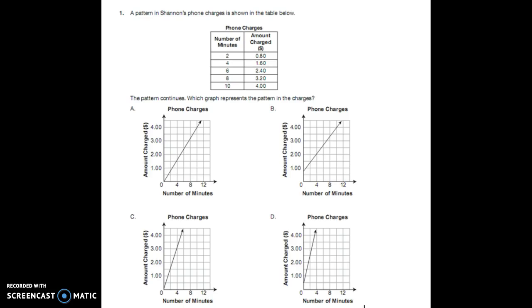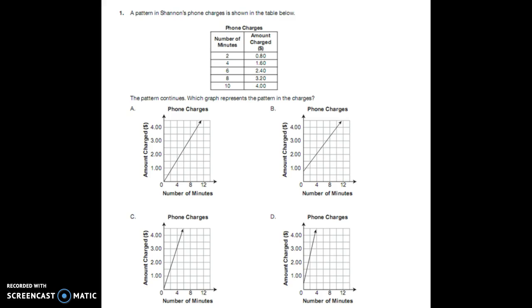So we're back to solving possible practice problems for the keystone in this set. And today we're looking at a pattern in Shannon's phone charges as shown in the table below. So you can see she's got a number of minutes and she's got the amount charged for her phone charged. If the pattern continues, which graph represents the pattern in the charges?